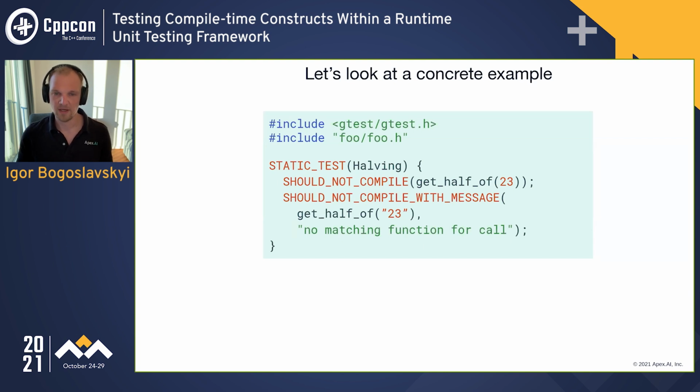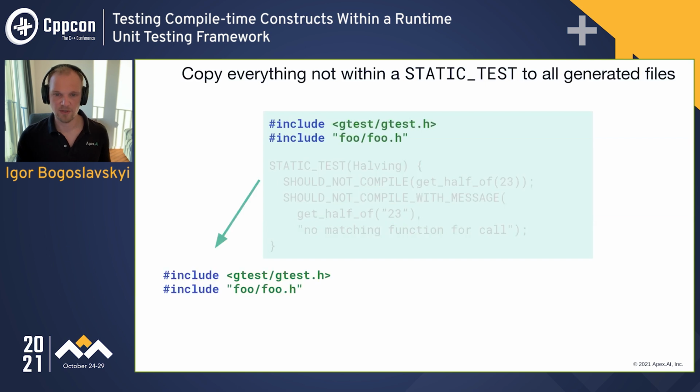So the first step that it has to do is copy everything that is not within a static test to all the generated files. At this point, we just copy over the headers, but anything else that would fall there, like namespaces or whatever else, would also just get straight copied to the new generated files.